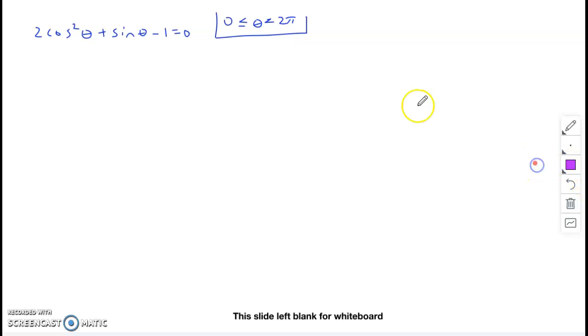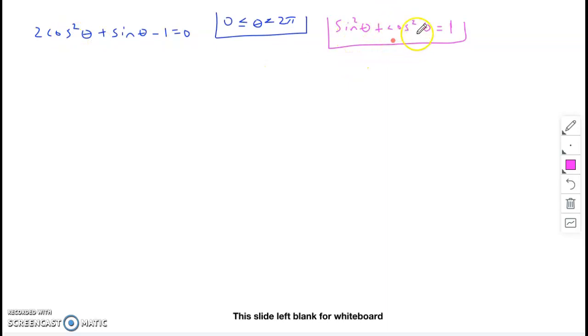Here's the magic trick. I'm going to use my Pythagorean identity, which is sine squared of theta plus cosine squared of theta equals 1. This is the Pythagorean identity. I'm going to use this to get rid of that cosine squared and turn it into a sine.